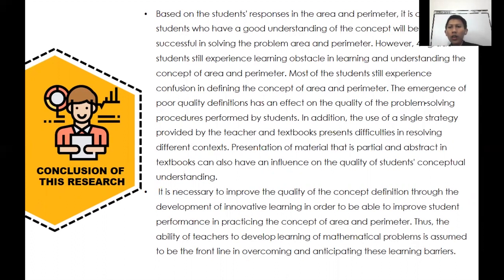In addition, the use of a single strategy provided by the teacher and textbook presents difficulties in resolving different contexts. Presentation of material that is partial and abstract in the textbook can also have an influence on the quality of student conceptual understanding. So these are the factors which make obstacles for students in learning area and perimeter topics. And then it is necessary to improve the quality of the concept definition through the development of innovative learning in order to improve student performance in practicing the concept of area and perimeter.